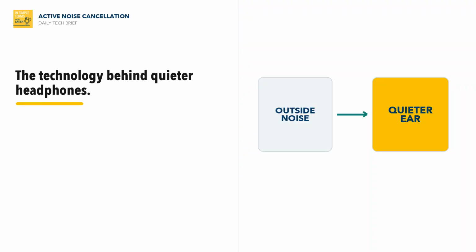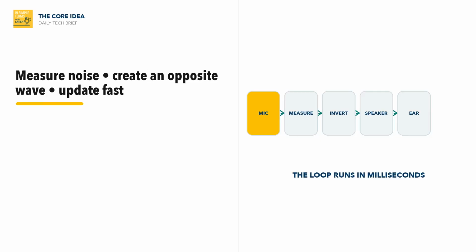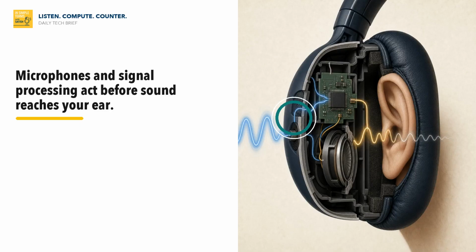Today we are talking about how noise cancelling headphones remove sound. Let us start with the technology first. Active noise cancellation uses microphones and signal processing to measure unwanted sound and play a carefully timed opposite sound wave that reduces what reaches your ear.